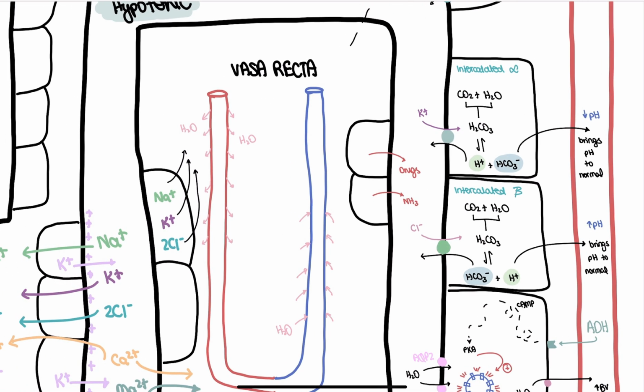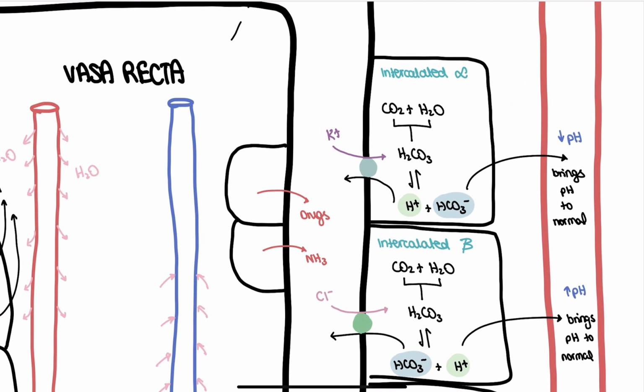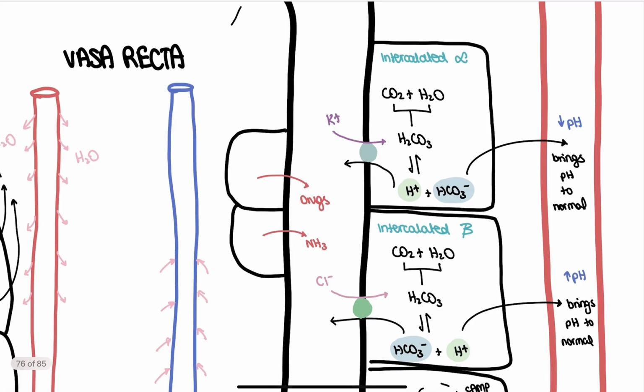Now, we move on to the collecting duct. But before that, you want to understand some other types of principal cells, so intercalated alpha and intercalated beta. Alpha basically refers to acids, and beta refers to bases. So what do I mean by that?